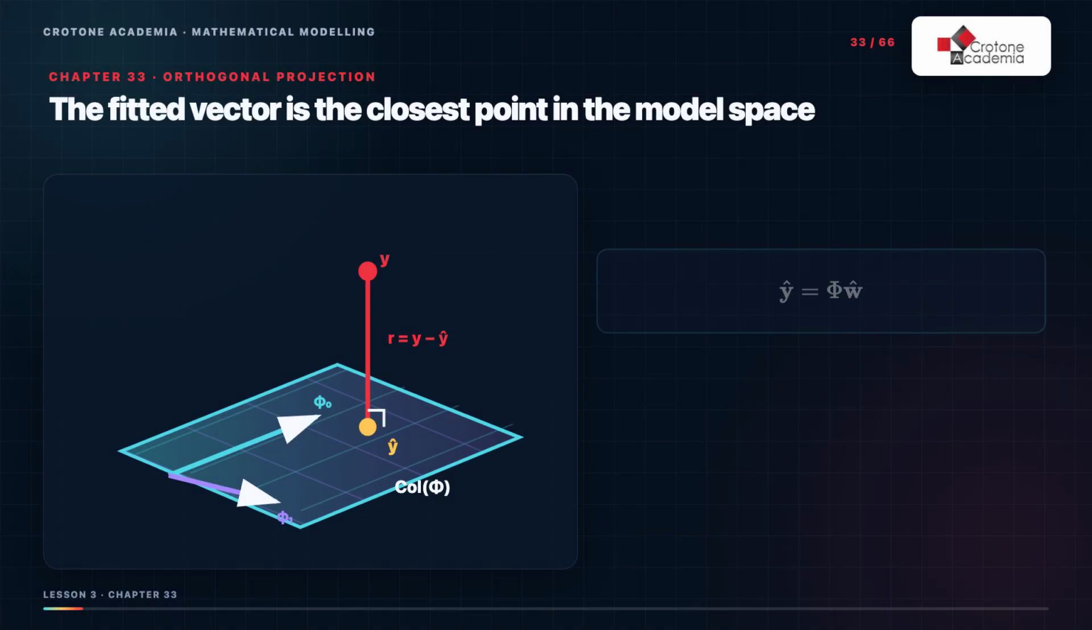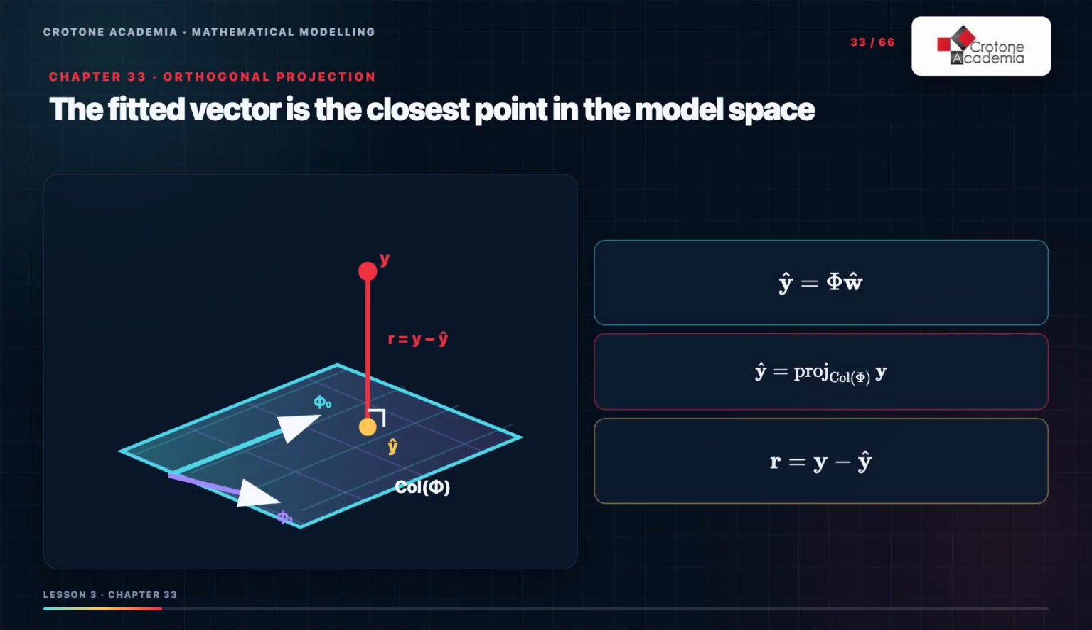All the closest reachable prediction y hat. Now, because it is a model prediction, y hat equals phi w hat. Geometrically, y hat is the orthogonal projection of y onto the column space. The residual, y minus y hat, is the connecting vector from the projected point to the observation. The word orthogonal means that this connecting vector meets the model space at a right angle.